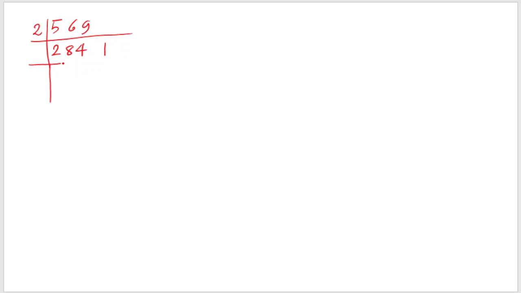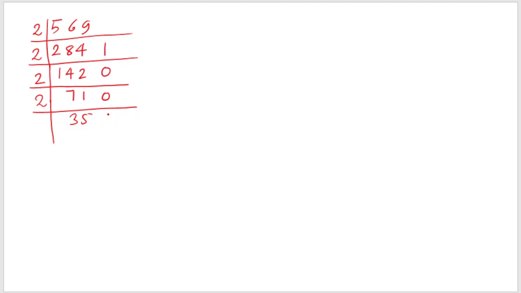Now you divide 284 by 2. The quotient will be 142 and the remainder will be 0. Now again you can divide it by 2. The quotient will be 71 and here also the remainder will be 0. Divide it by 2. The quotient will be 35 and the remainder will be 1. You divide it by 2, the quotient will be 17 and the remainder will be 1. You divide it by 2, the quotient will be 8, the remainder will be 1.